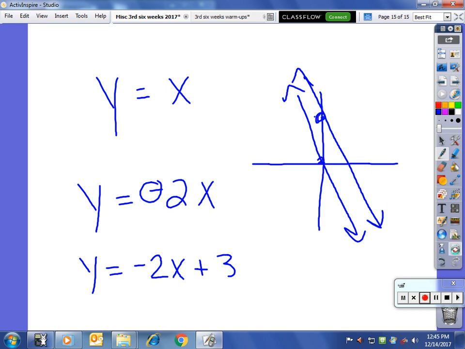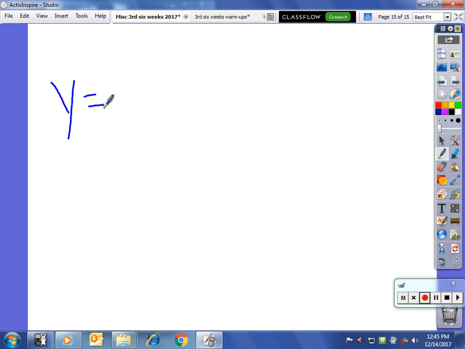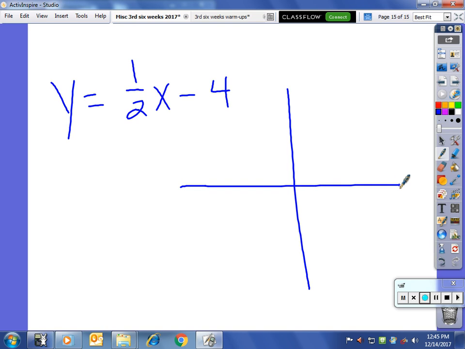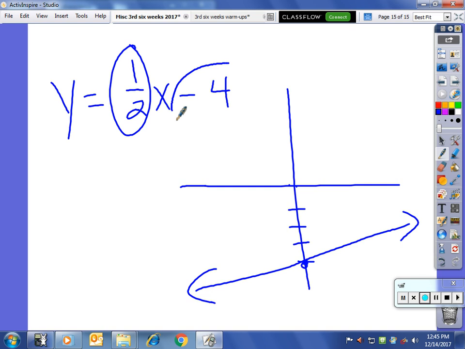Alright, what if I had y equals 1/2 x minus 4? That would not be steep. It would be kind of flat. So compared to y equals x, it would be flatter. And it would not start at 0. It would start at negative 4. And it'd be kind of flat, not steep. So you can kind of have a picture of the line just by knowing its slope and knowing its y-intercept.